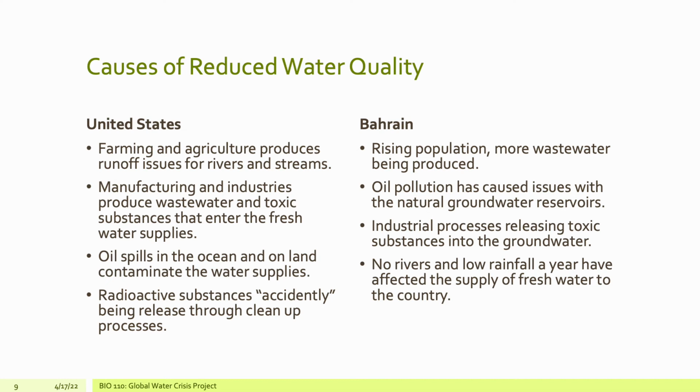And in Bahrain, their population is booming. With the rising population, basically more wastewater is being produced. After the Gulf War, oil pollution has caused serious issues for their natural groundwater reservoirs. Industrial processes are releasing toxic substances into their groundwater. And then they basically have no rivers and very low rainfall every year. And so that's also affecting the freshwater supply of the country.